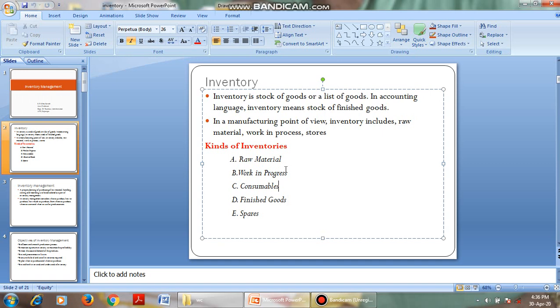Spare parts, that is, apart from raw materials, work in process, consumables and finished goods, spare parts like some equipment and small machinery also come under inventories. Simply, you can understand that inventory is nothing but stock, or raw material, work in process and all.